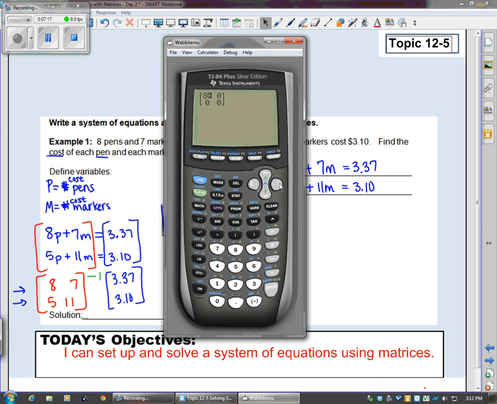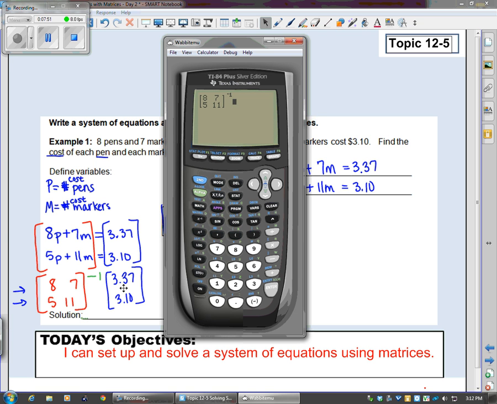8, use the arrow over. 7, use the arrow over. 5, arrow. 11, arrow. You must get out of that matrix. Okay? So this has the coefficients of the pens and the markers for both equations, 8, 7, 5, 11. Then we hit the inverse button. Right here, it has x to the -1. You're going to push that button, and it should put up this little -1 for you.